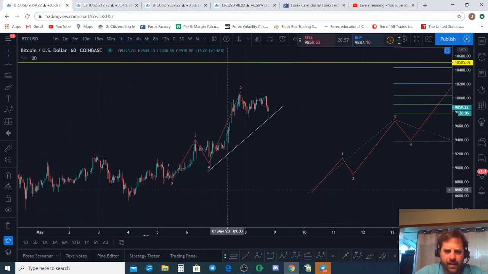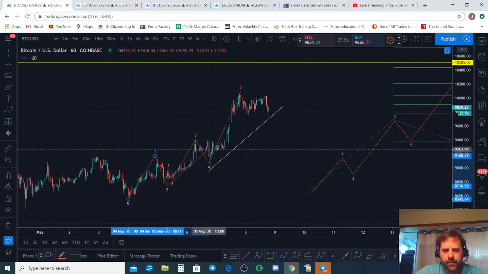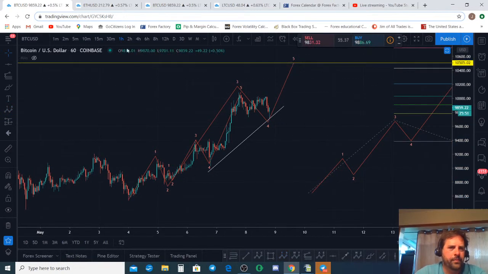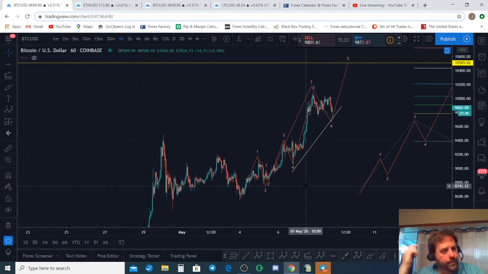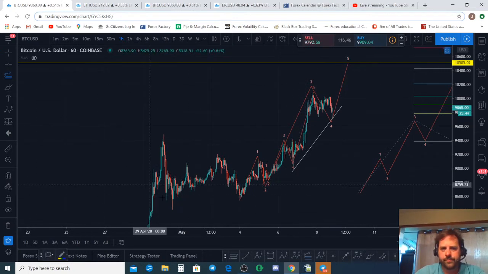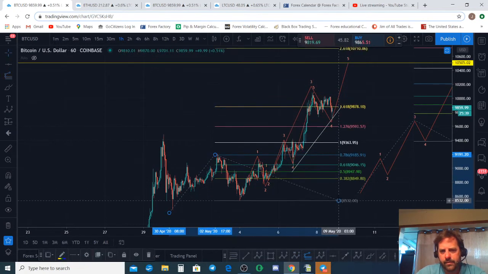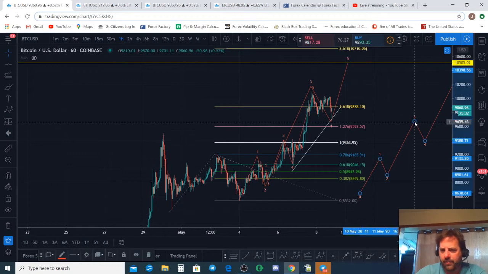So what that does is that puts the count at like this. So what I just did is subcounted the third wave. So we could go 1, 2, that's 3, this is 4. Going to get 5 up to this region. I don't like it. It's tough. And the reason I don't like this, I'm finding it hard to count this.